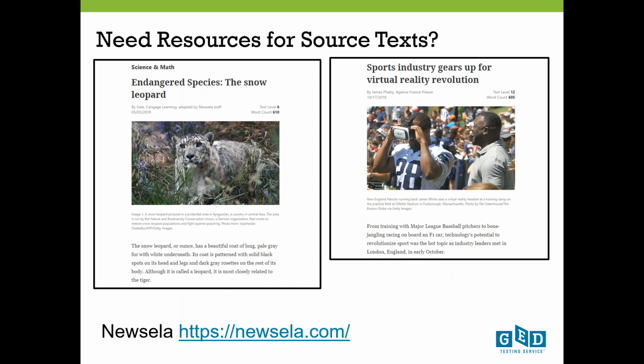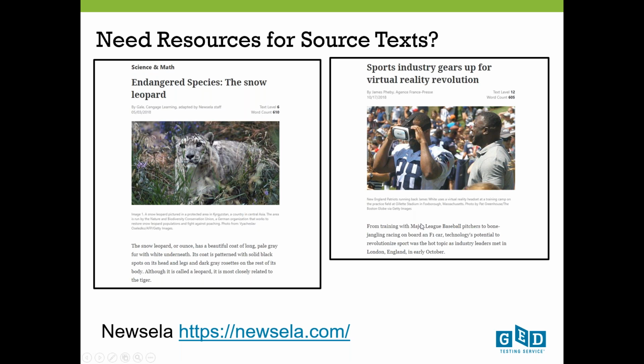You want source text? Well, all of you who have been with us on these webinars know that we truly, truly love Newsela. Again, you can use the levels based on where your students are and their grade level equivalent. You can have the same stories, but you can have them at different levels.